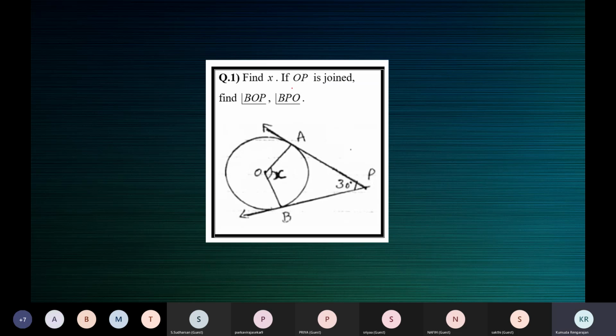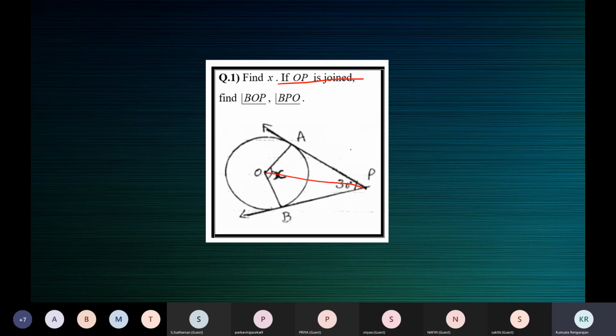Now, the next part of the question. If OP is joined, okay, let's join OP. So what do you call the line segment OP? OP is the line segment joining what and what? It's not like... the center and the external point. O is the center. P is the external point. So OP is the line segment joining the center and the external point P.